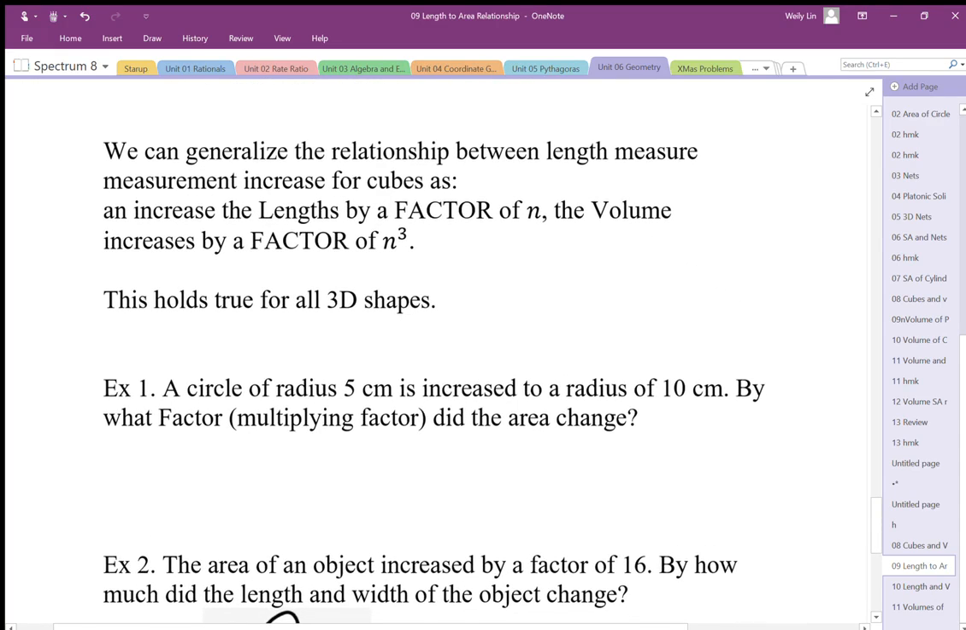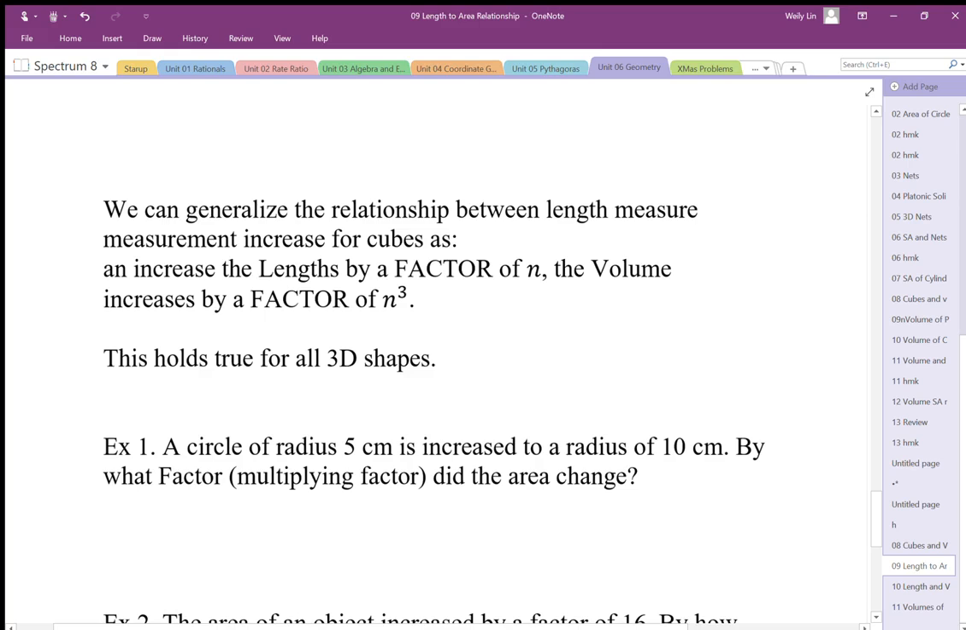So we're going to generalize this relationship. If we increase the length measurements of a cube, we increase the volume by a factor of n cubed. Okay? And the area increase is going to be by the square of the length, and the volume increase, and again, this is the increase factor, times factor, is going to be by the length cubed.